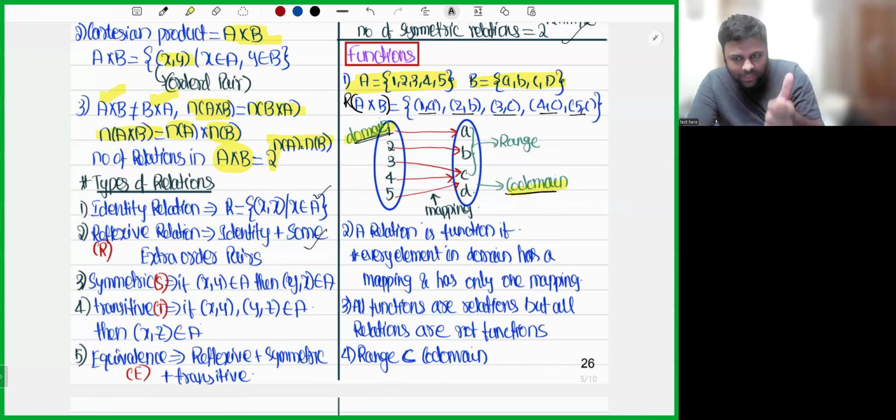Domain means where the mapping starts. Where the mapping ends, that is called the range. The entire set B is called the codomain. I hope the words domain, codomain, and range are clear. Always remember the range will be a subset of or equal to the codomain. The range cannot be greater than the codomain.